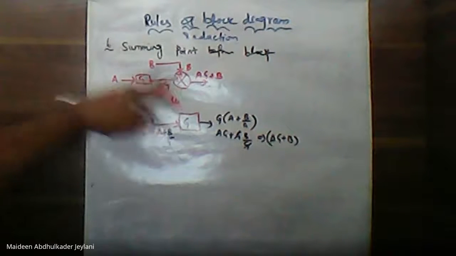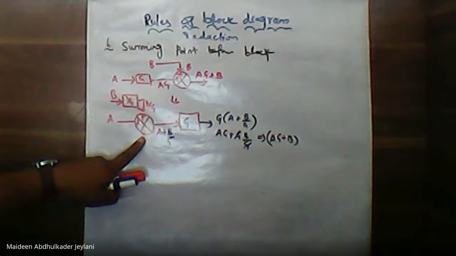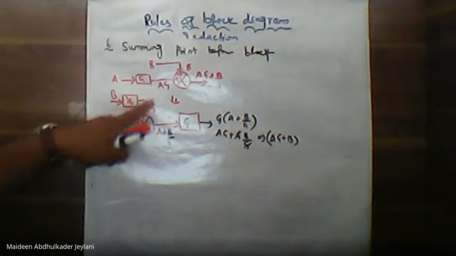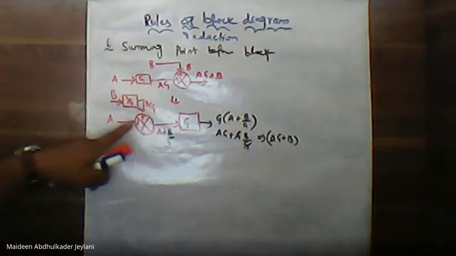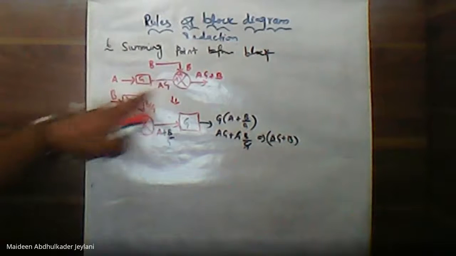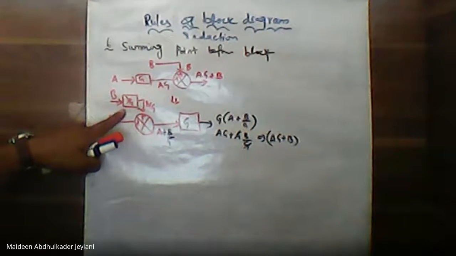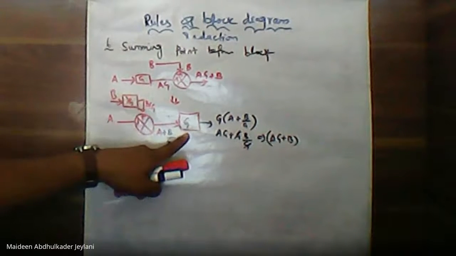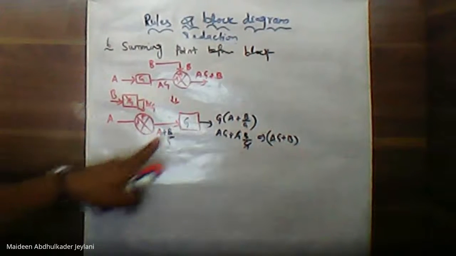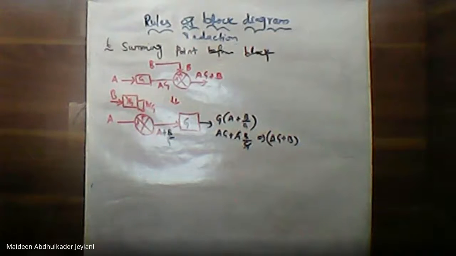When you are changing this summing point before the block, you have included 1 by G there. You have brought this summing point before the block. What you have done is included 1 by G in one input here, and this G comes there. Your final response is AG plus B without being affected. We have changed our summing point. This is rule number 6.